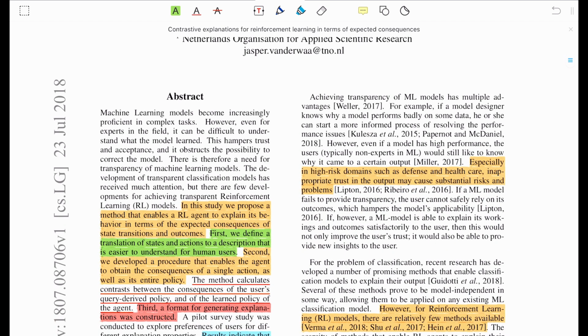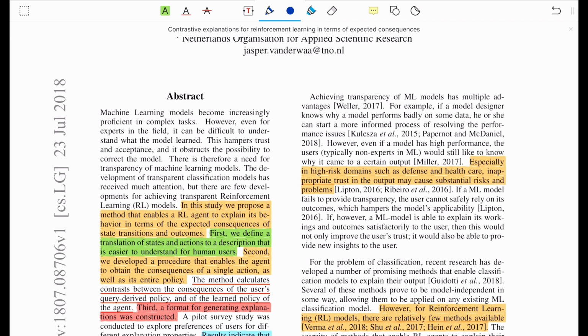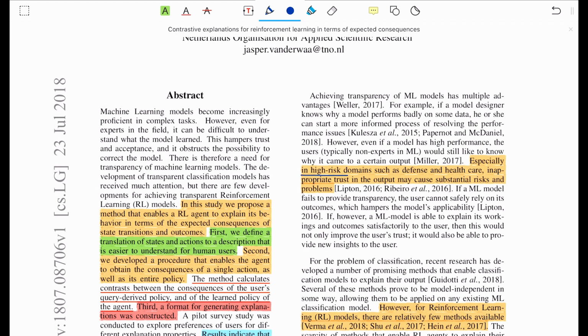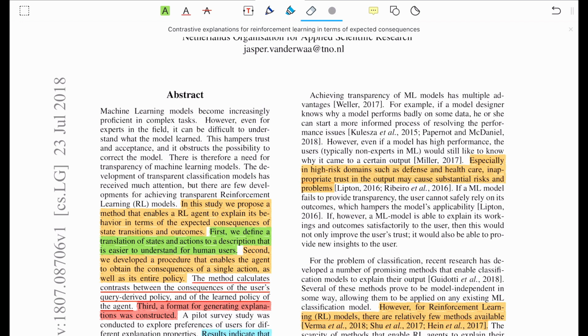Okay, before going into the details of the paper, I would like to give a short background on artificial intelligence explanations. So, you see, we need explanations for very critical tasks like high risk domain tasks in health and defense, or if you want to increase the model transparency, or if you want to increase the trust of humans on AI systems. The authors also take note of this very fact here, and they also mention that inappropriate trust in the output may cause substantial risks and problems.